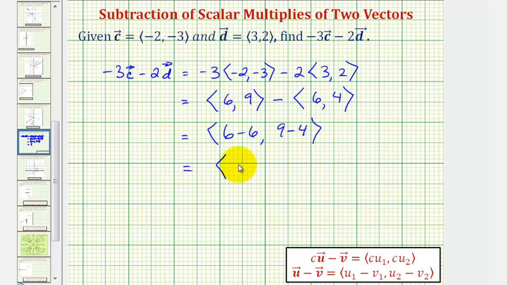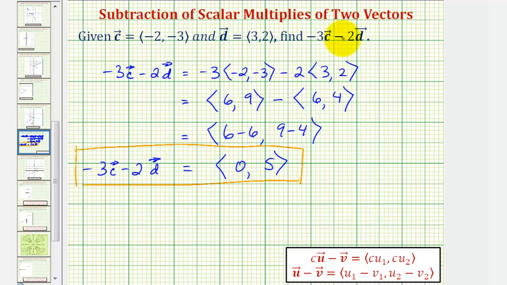So the x component would be 0 and the y component would be 5 of negative 3 times vector c minus 2 times vector d. This would be our resultant vector. But I also want to show this on the coordinate plane. But before we do that, it'll be helpful to recognize that negative 3 times vector c minus 2 times vector d is equivalent to negative 3 times vector c plus negative 2 times vector d.